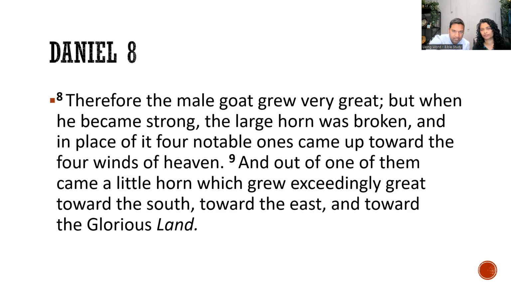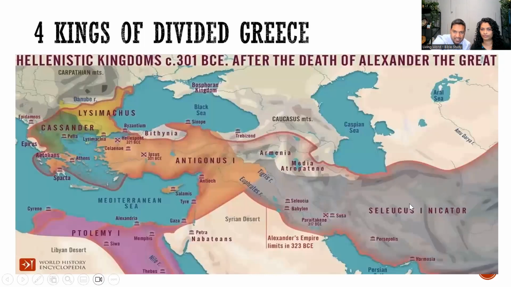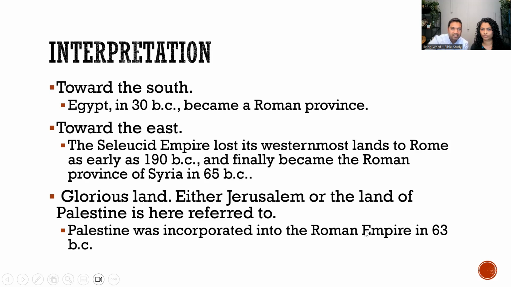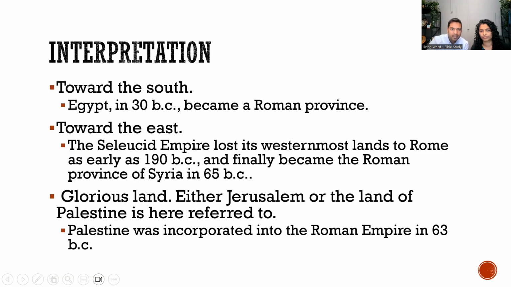So remember, south, east, and glorious land, right? Towards the south, what was in the south? Egypt. In 30 BC, Egypt became a Roman province. Rome conquered Egypt. Towards the east, we see here, this entire area is east. This is the Seleucus empire, right? What happened? The Seleucid Empire lost its westernmost lands to Rome as early as 190 BC and finally became the Roman province of Syria in 65 BC. That's why you find Syria in this place, right? Near Iran after that. But the entire Seleucid Empire became a Roman province.